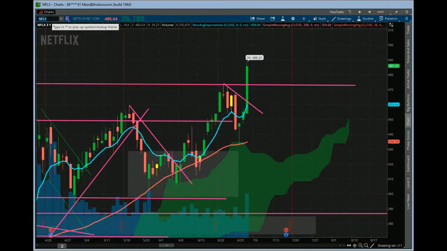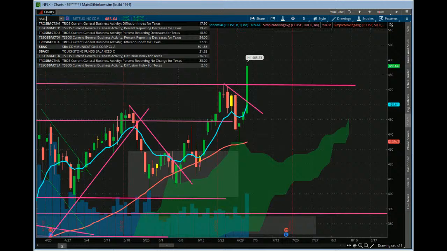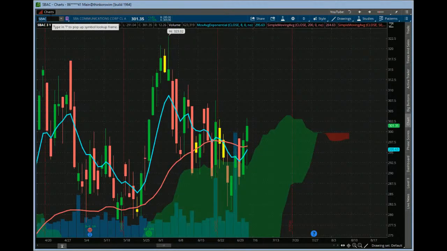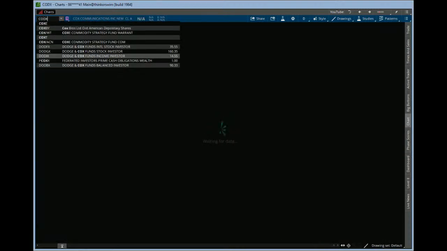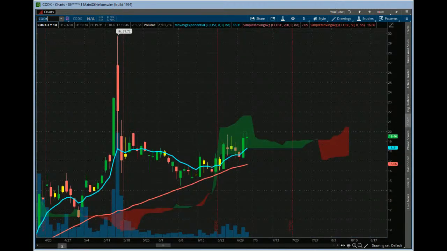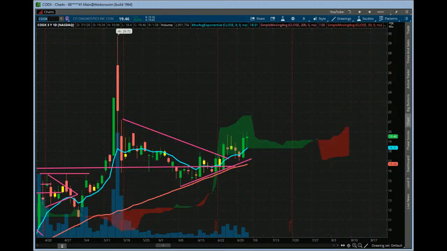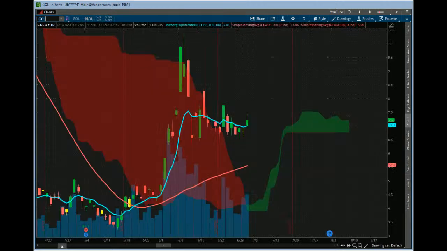The next, what's going on? SBAC, let's take a look. Yeah, nice push over the cloud there, low volume. Just be careful with that one. Codex. Tough one, but this one could give a move, right? It's just one of those that you never know when they're going to spike. GOL. Hey, a bit of an upper shadow, some volume there, but still holding on the ADMA.